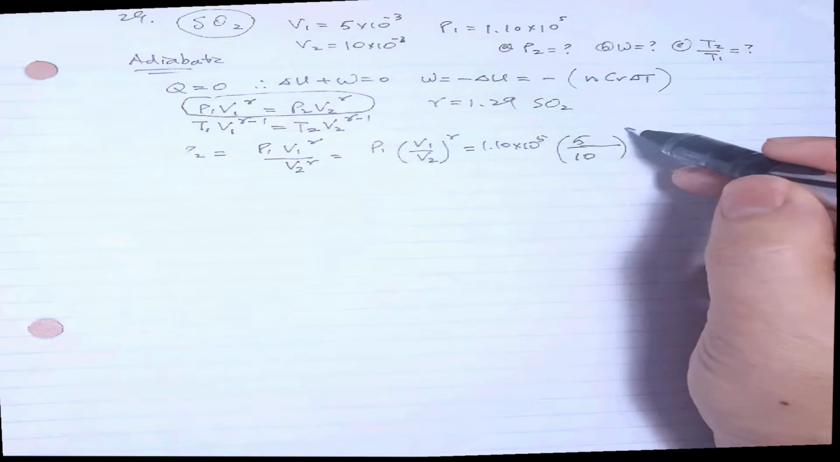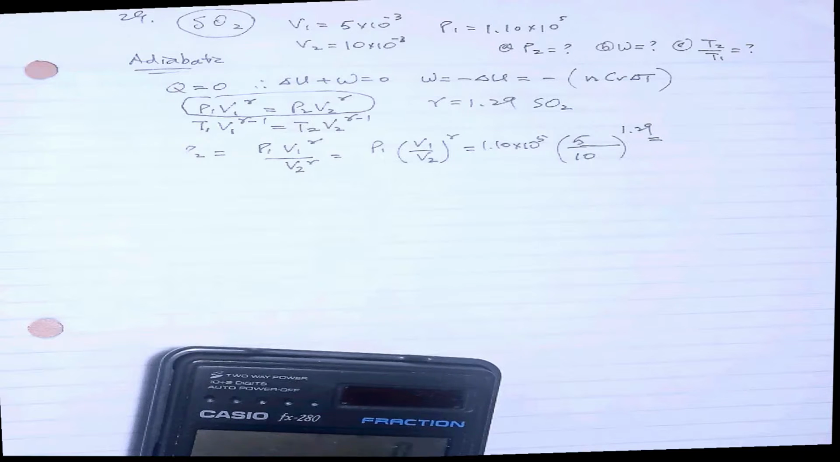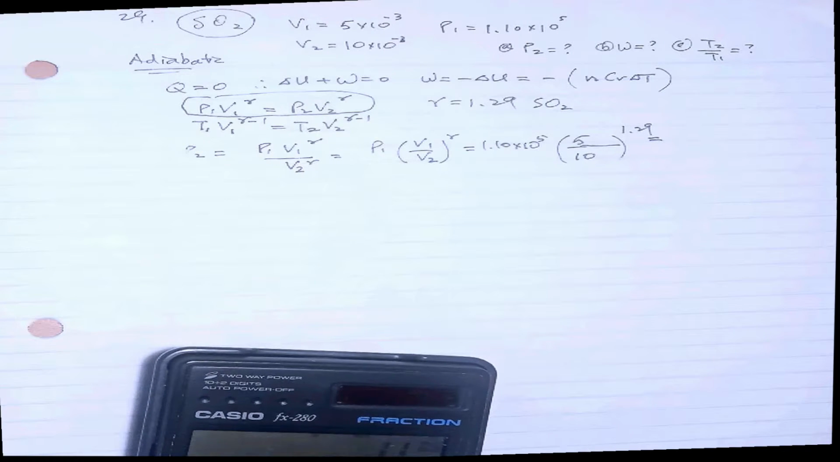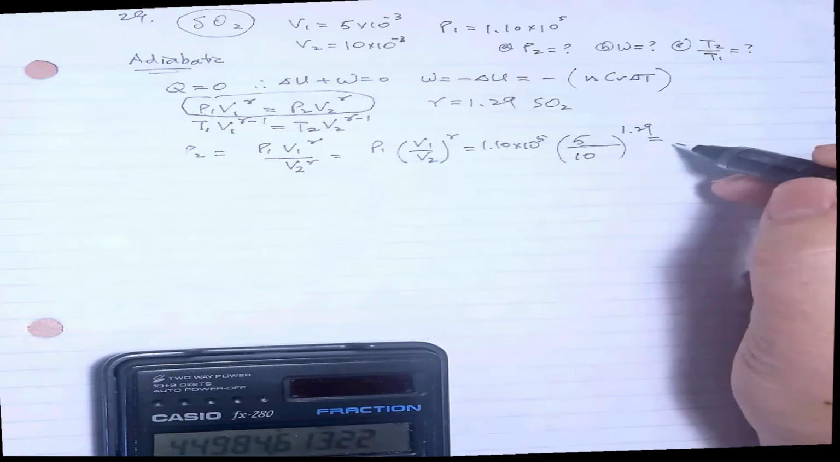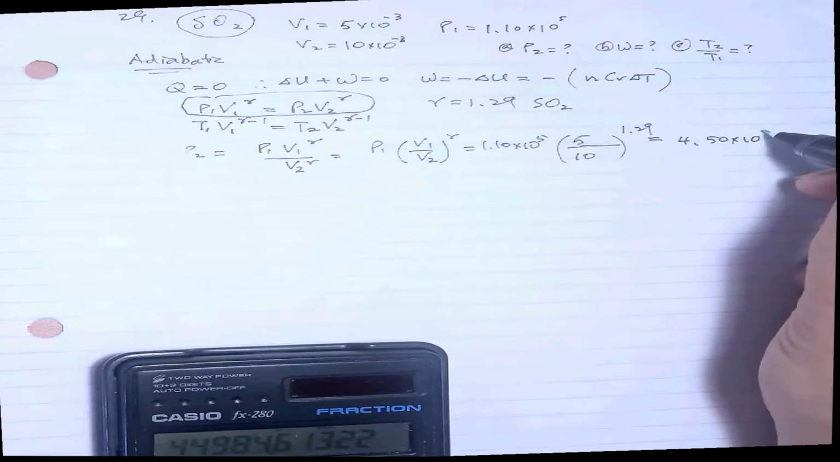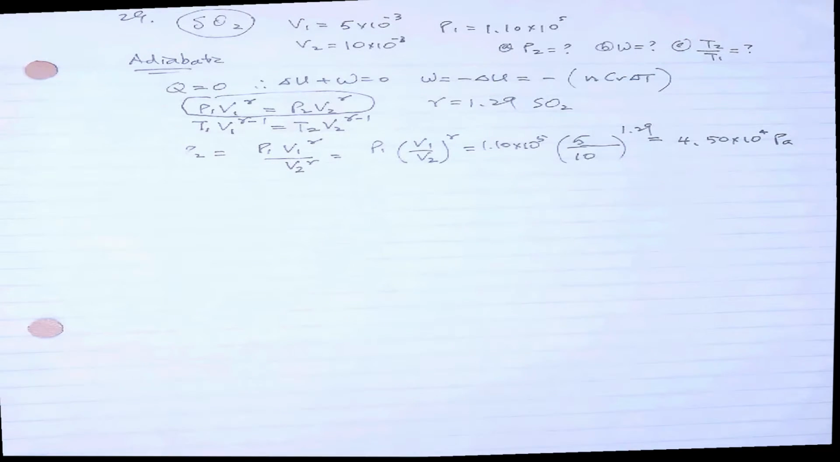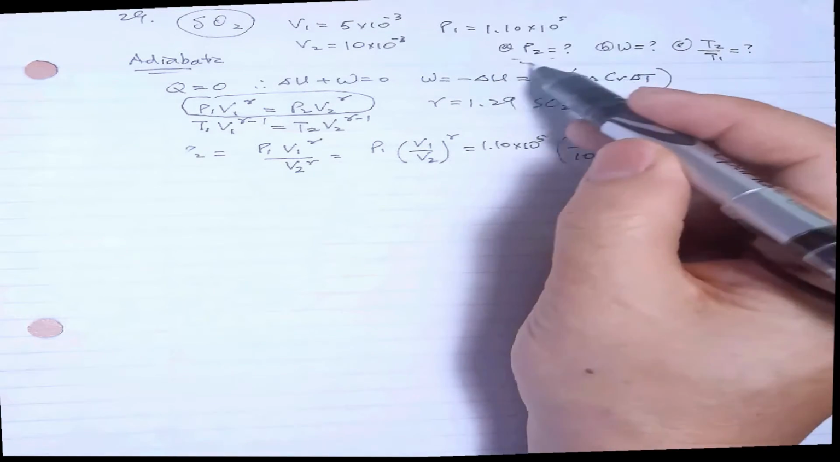Now gamma is 1.29. So if you figure all these out, 1.1 times 10 to the 5th times 0.5 to the 1.29, I get 4.50 times 10 to the 4th Pascal. So that's P2, and that's part A.